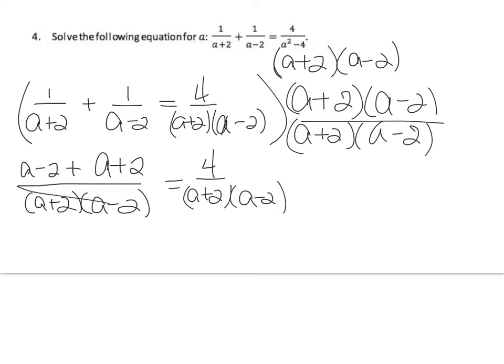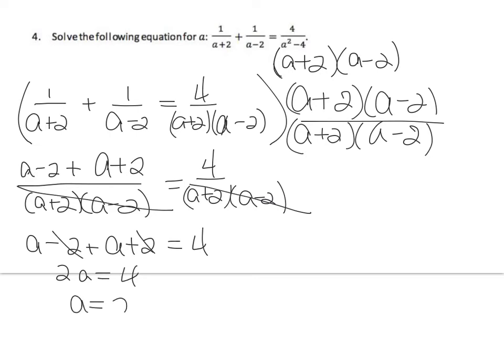I can divide out the denominator from everything since they're equal, and I'm left with a minus 2 plus a plus 2 equals 4. Let's simplify. 2a equals 4, so a equals 2. Awesome.